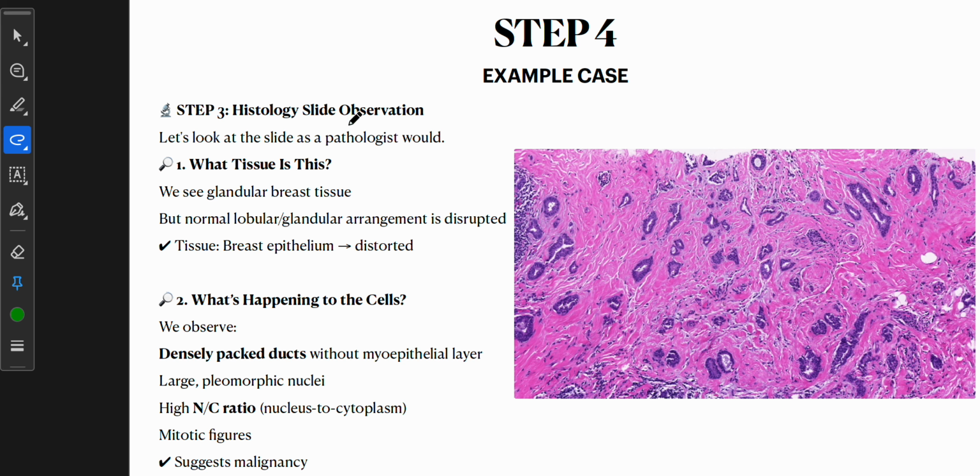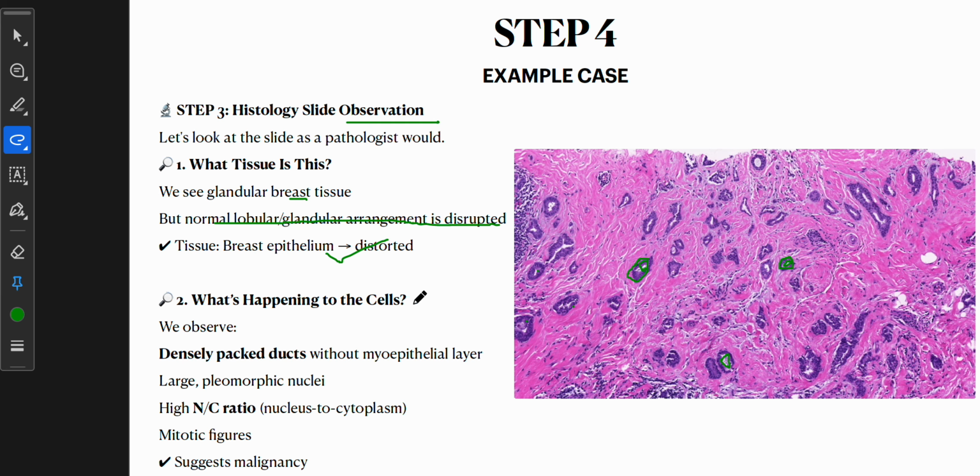Now step 3, we do the histological slide observation. Let's look at the slide as a pathologist would. What tissue is this? We see glandular breast tissue right here. How do we define this as glandular? There is a small lumen here, right? These are all lumens. This lumen would be larger if it was normal histology, but they are not large, right? So there is lumen compression due to the ductal cells here. So we see glandular breast tissue, but the normal lobular glandular arrangement is disrupted, as I said earlier. So the tissue is breast epithelium, which is also distorted.